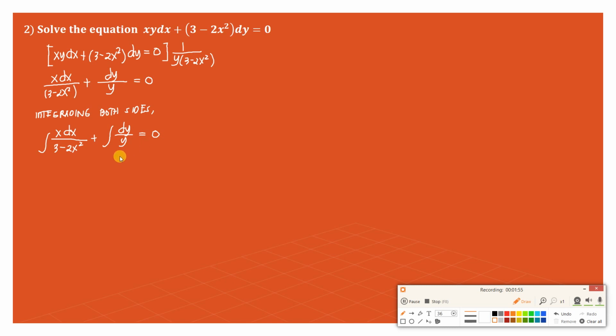So, simpleng quotient rule lang to, no? Kasi dito sa first term, yung x kailangan matanggal. So, paano natin matatanggal yon? By getting the derivative of the denominator, which is we're going to represent it by u. 3 minus 2x squared. So, du is equals to negative 4x dx. So, yun yung x matatanggal natin. Second term naman, let u is equals to y. So, du is equals to dy.